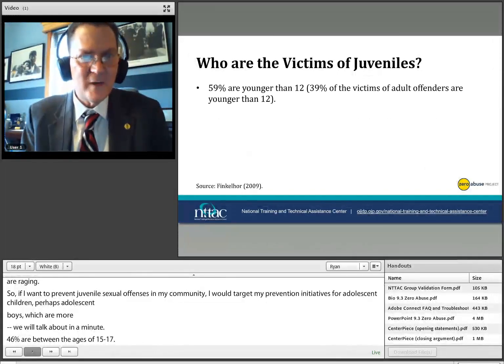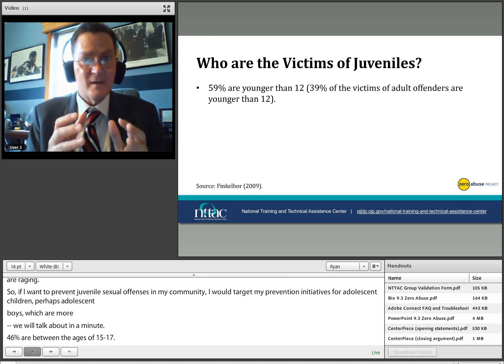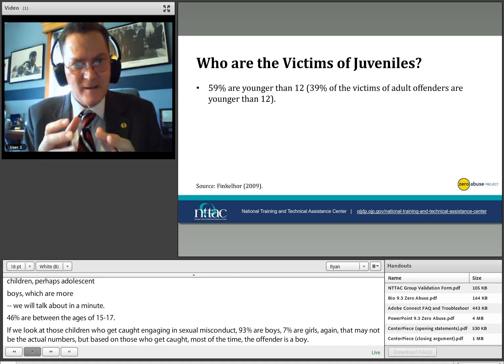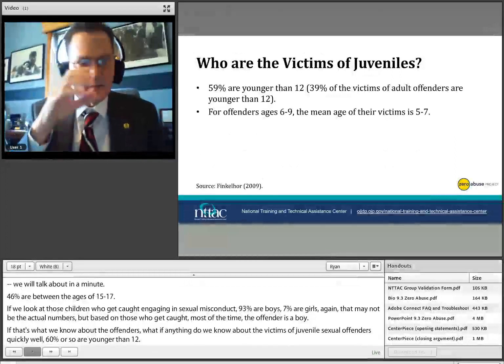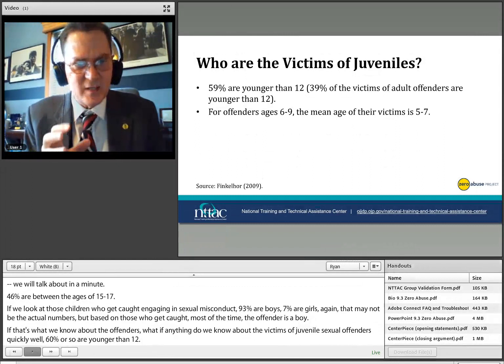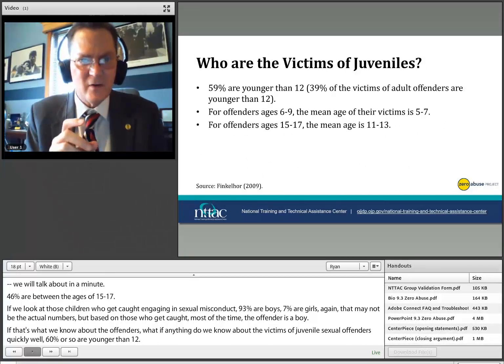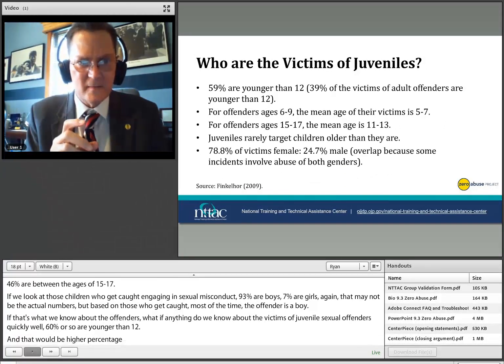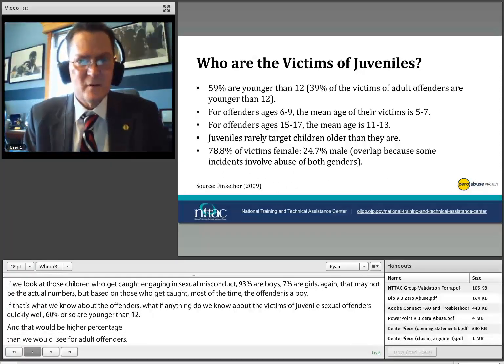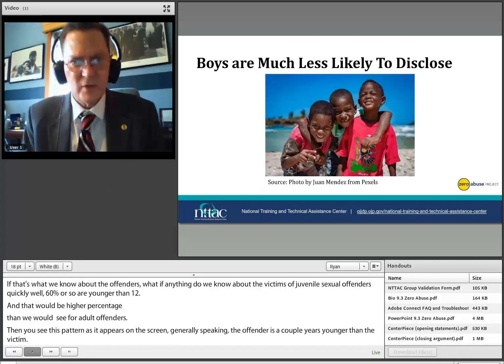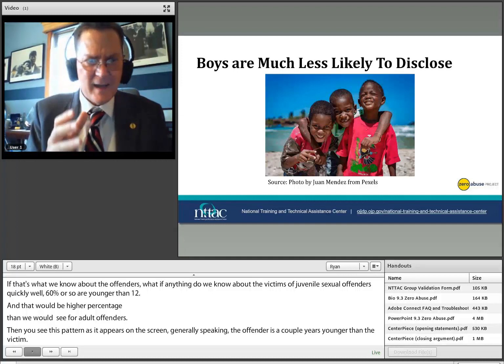If that's what we know about the offenders, what, if anything, do we know about the victims of juvenile sexual offenders? Well, 60% or so are younger than 12, and that would be a higher percentage than we would see from adult offenders. And then you see this pattern as it appears on the screen. Generally speaking, the offender is a couple years older than the victim. 78 or so percent of victims are girls, 24% are boys. That exceeds 100% because some offenders violate against both genders.